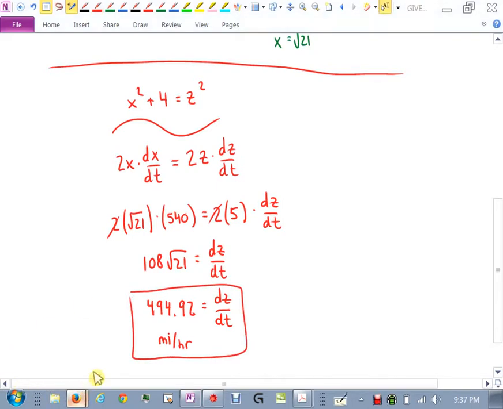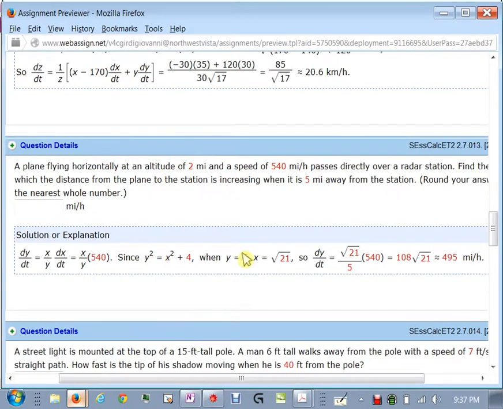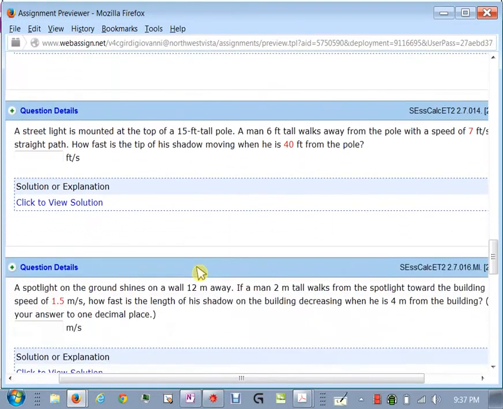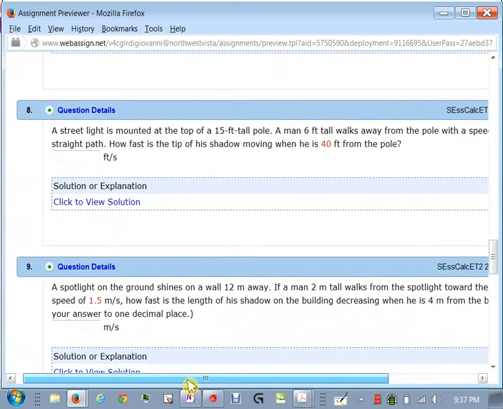All right, let's just check it real quick. Right here, 108 times root 21, about 495 miles per hour. All right, which one am I? Quick little break here.